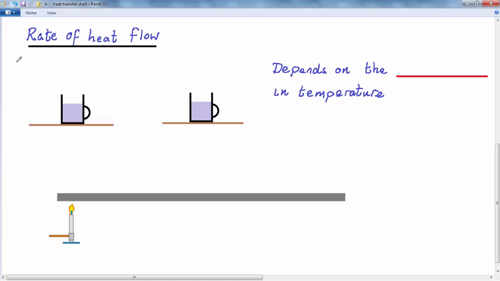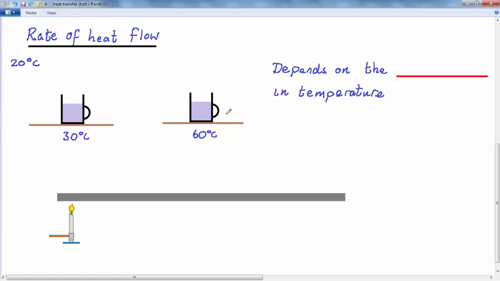So if we've got a kitchen, for example, which is at 20 degrees Celsius ambient temperature, and we've got one cup on the table which is at, say, 30 degrees Celsius, and another cup on the table which is at 60 degrees Celsius. The cups are identical, there's the same amount of tea in each, and we can say that heat will flow at a faster rate from this cup because the temperature difference between it and its surroundings is greater.